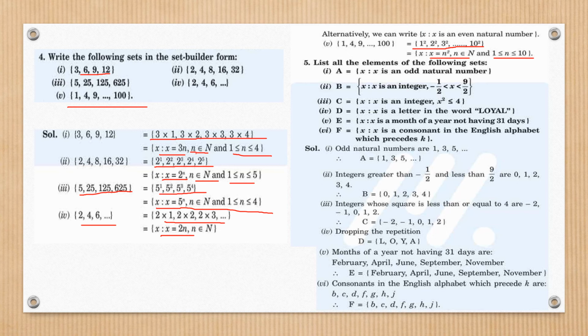Number 5, list all the elements of the following sets. A: x is an odd natural number. So odd natural numbers are 1, 3, 5, and so on. B: x is an integer, x lying between minus half and 9 by 2.